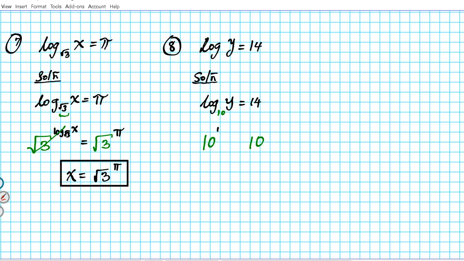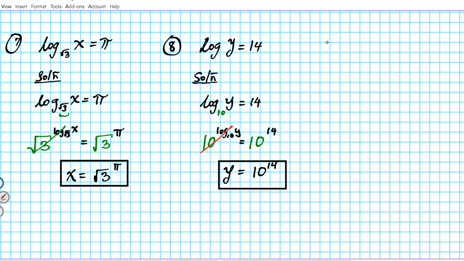We're going a little bit faster now because you already know how to do this. Bam, bam. Little log base 10 of y and little 14. On the left side, we have inverse operations composed with each other. Gone, left with y equals 10 raised to the 14th power. That's the equivalent exponential form of the original equation.